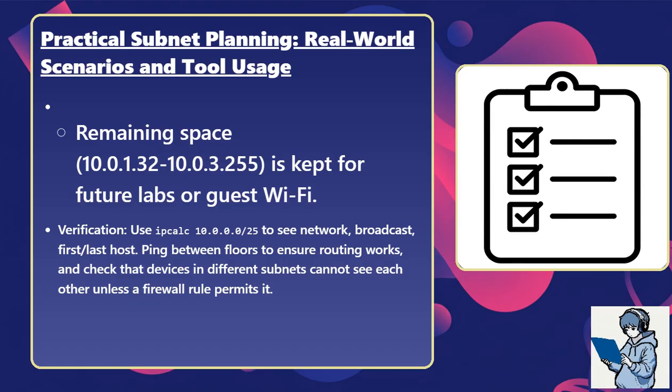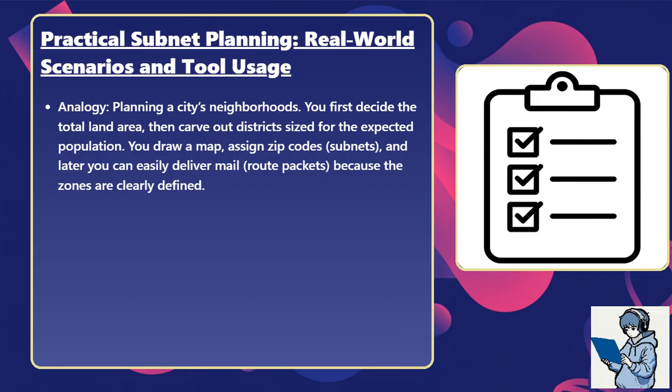Verification. Use ipcalc 10.0.0.0/25 to see the network, broadcast, and first to last host. Ping between floors to ensure routing works, and check that devices in different subnets cannot see each other unless a firewall rule permits it. Analogy: planning a city's neighborhoods.